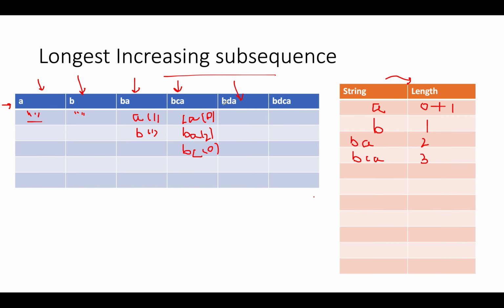We have BDA. Let's generate the predecessors of BDA. The first one being DA, the second one being BA, the third one being BD.